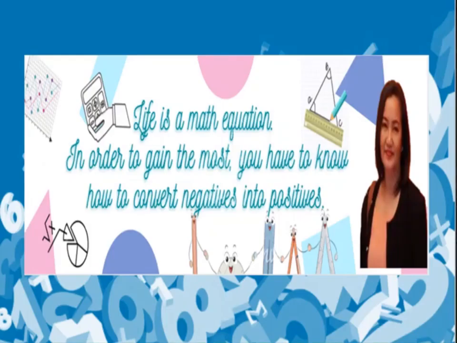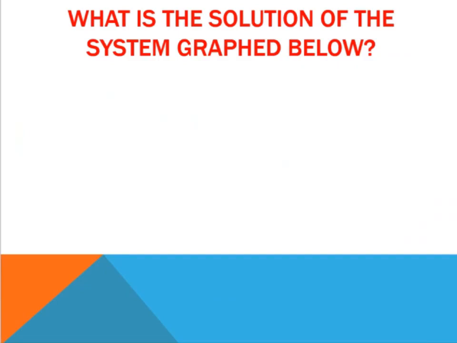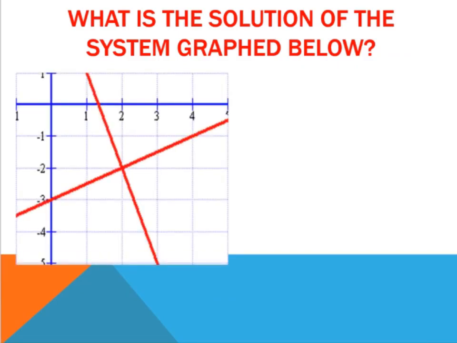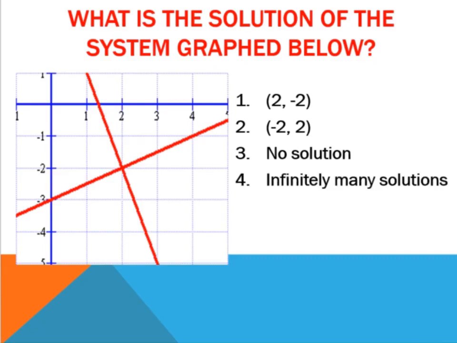Life is a math equation. In order to gain the most, you have to know how to convert negatives into positives. What is the solution of the system graph below? Is it 2, negative 2? Is it negative 2, positive 2? Or no solution? Or infinitely many solutions?